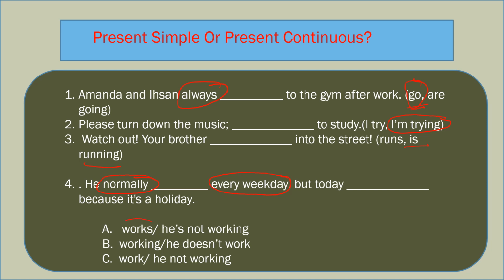Okay, works. Right. But we have to read through the sentence until the end. But today, because it is holiday. But today, only for today, he is not working. Time frame, today. Clear? I really hope that this practice has given you some ideas of how to choose whether to use present simple tense or present continuous tense.